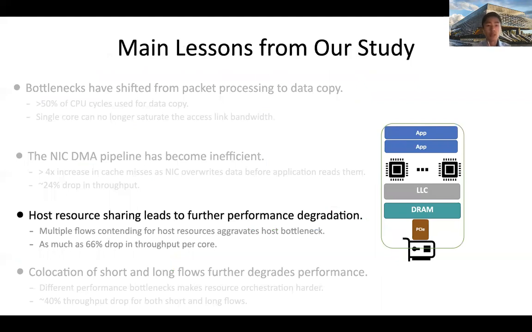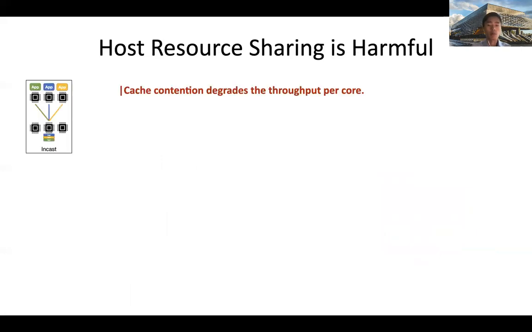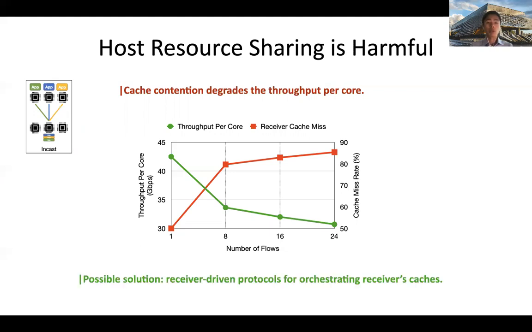Next, let's discuss how host resource sharing degrades the performance. In the incast, where a number of sender cores are sending data to a single receiver core, all flows are sharing receiver core resources, most notably the caches, which leads to cache contention and subsequently poor performance. In this graph, when we increase the number of flows, the throughput per core reduces and the cache miss rate increases. It suggests the need for careful orchestration of host resources among the contending flows.